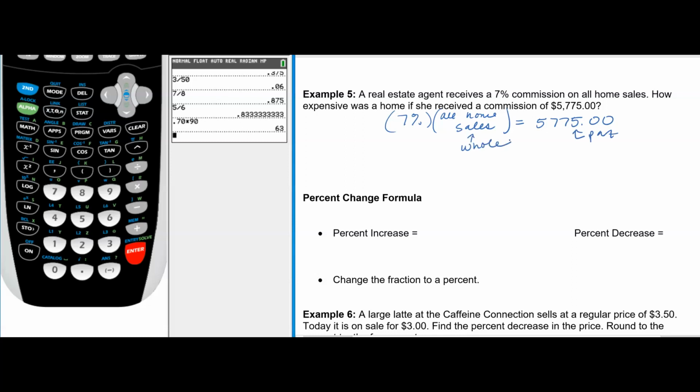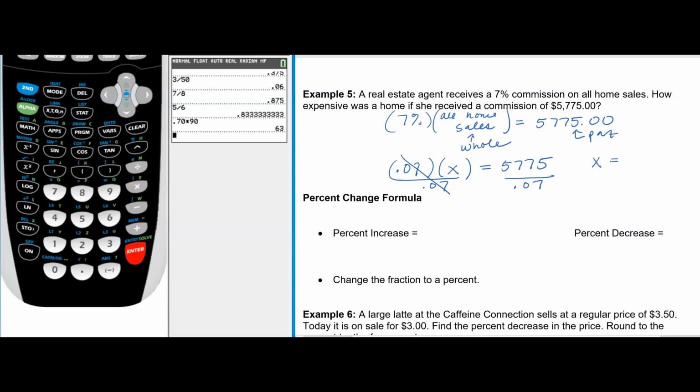Okay. Now I'm going to write 7% as a decimal. So that's 0.07 times all home sales. That's what we're trying to find. I'm going to write that as an X equals $5,775. And then I'm going to solve. I'm going to solve by dividing both sides by 0.07 because then these cancel out and leave X by itself.